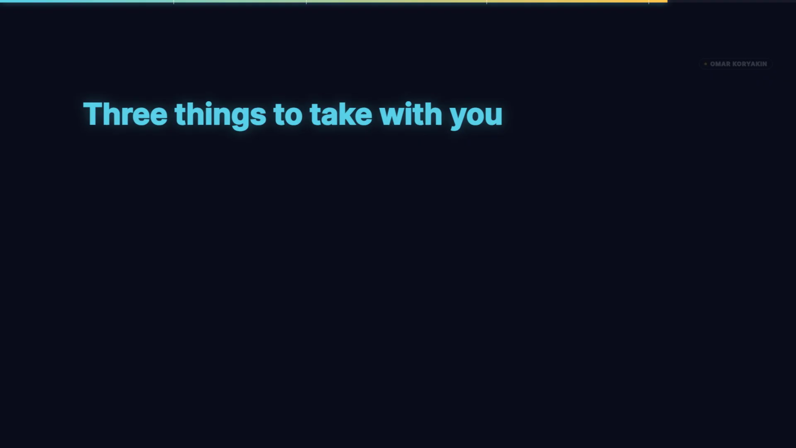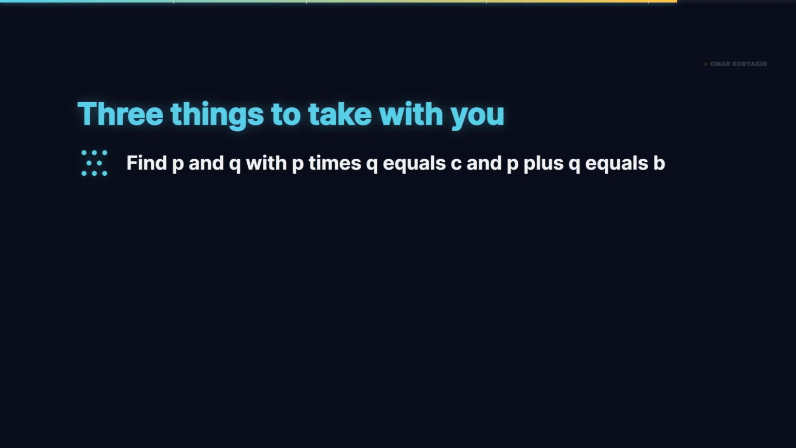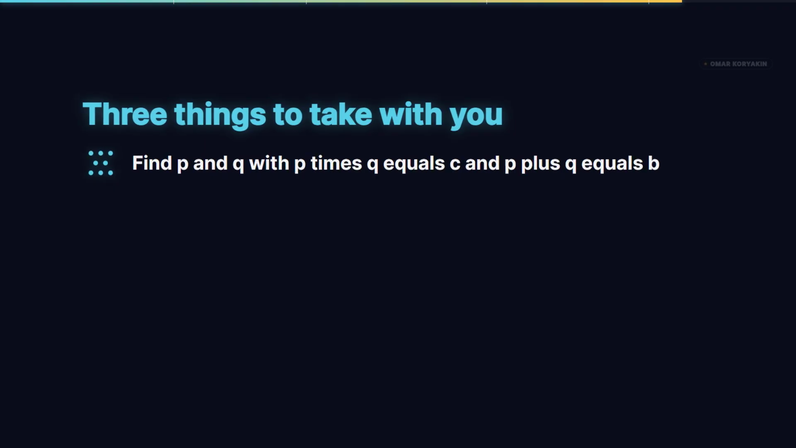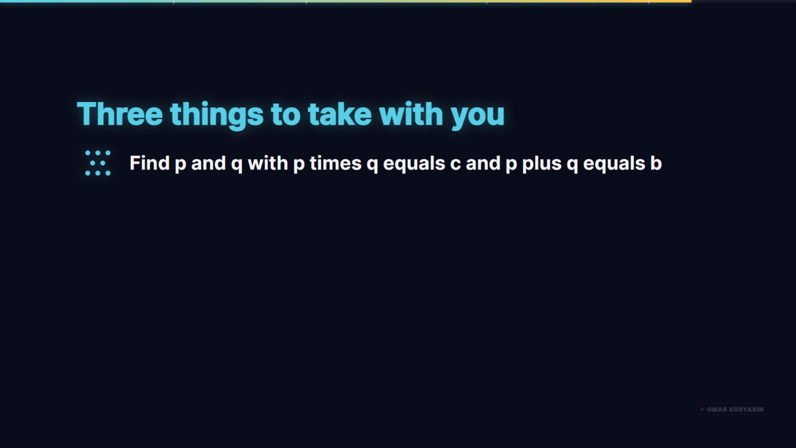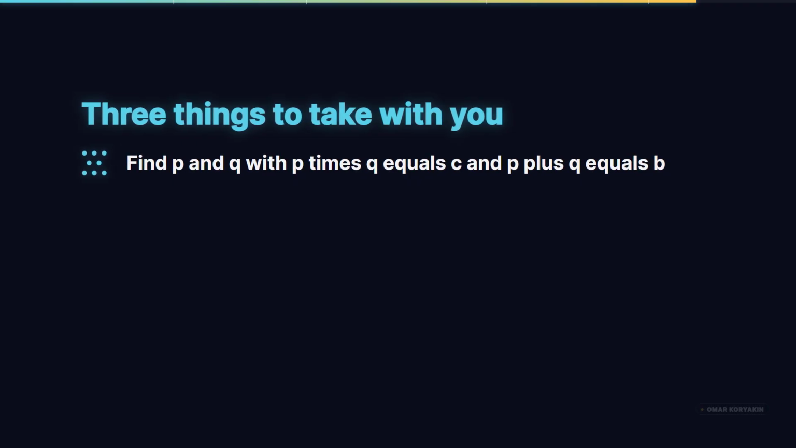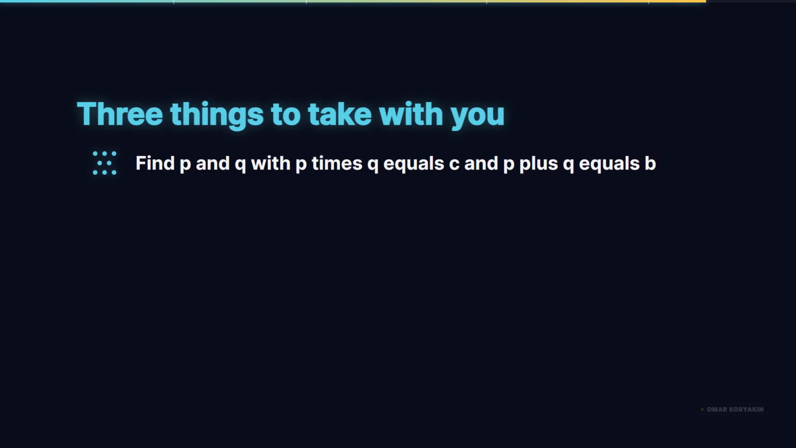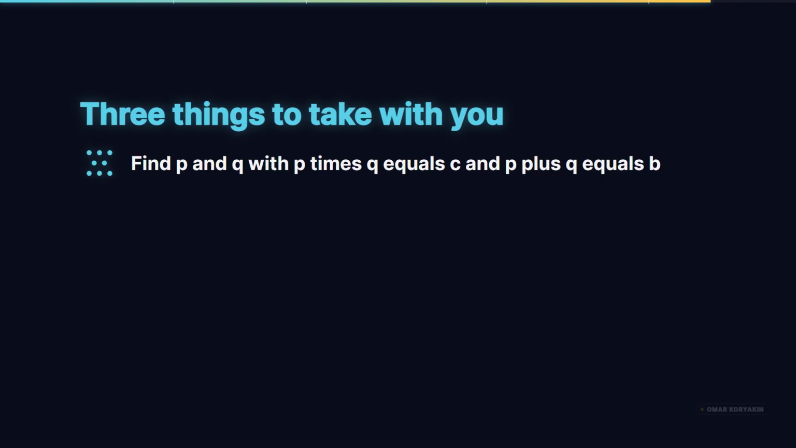Three takeaways for trinomials with leading coefficient 1. They turn factoring into a small search problem you can finish in seconds. Two equations drive everything. The product of the two numbers equals c, the constant of the trinomial. The sum of the two numbers equals b, the coefficient of the linear term. Find a pair satisfying both, and the trinomial is factored.